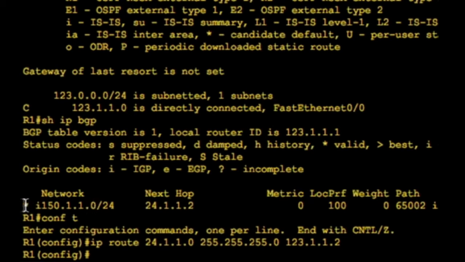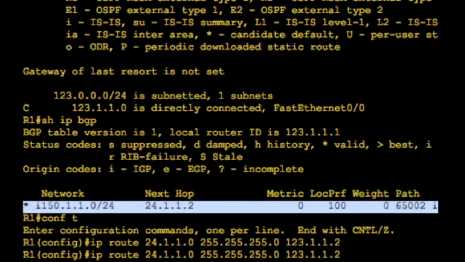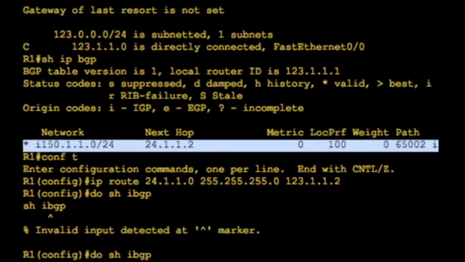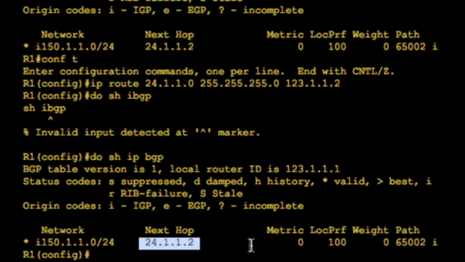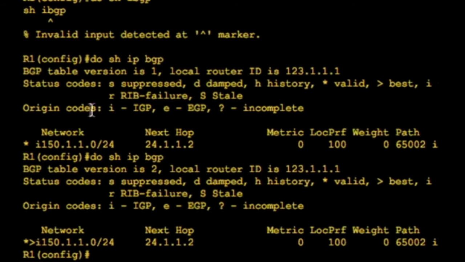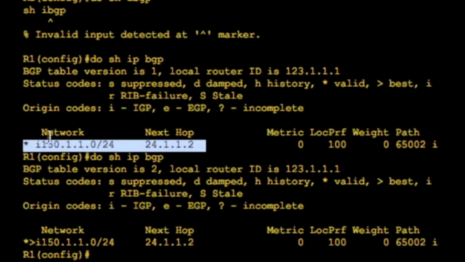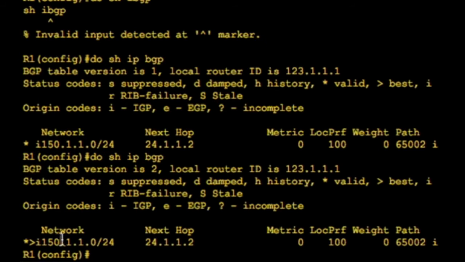So this should come into the table without us changing the next hop now, right? So let's just have a quick look at that. Show IP BGP. So we know how to get to the next hop, 24.112, I think. There we go. Right. It's very early in the morning here. You see, it wasn't in there. Now it is in there.